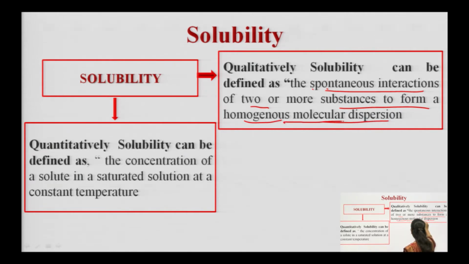When we say homogeneous molecular dispersion, that means the particle size will be in angstroms and the particle cannot be seen even by electron microscope, cannot be settled down by centrifugation forces, and will not be able to scatter light. So, molecular dispersion is also known as true solution. Now, quantitatively we can define solubility as the concentration of solute in a saturated solution at constant temperature.